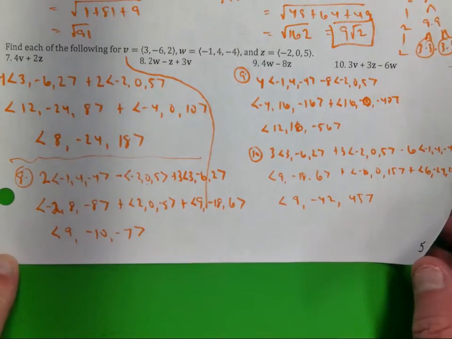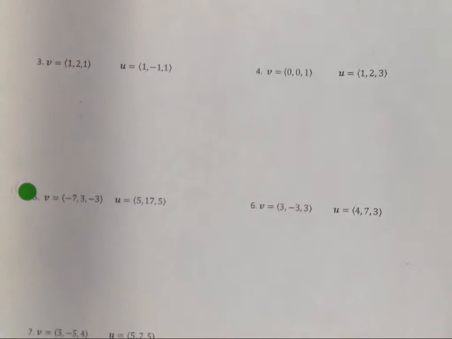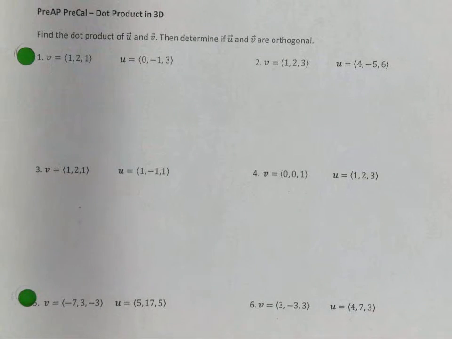Graph. All right. 3D stuff is in Cal 3. Let's turn to page 7. Now we're going to do the dot product. Same concept with 3D. 9, negative 42, and 45. Check, did you get that, Jack? No. Okay, recheck your work.